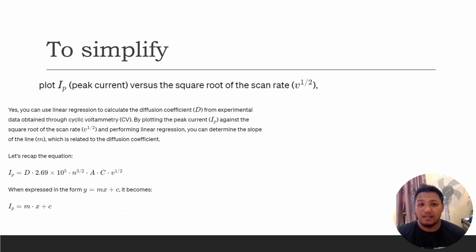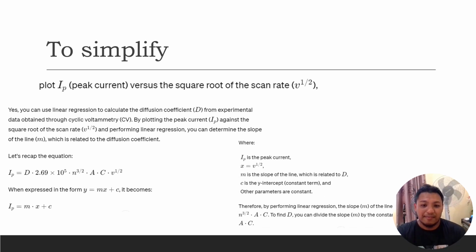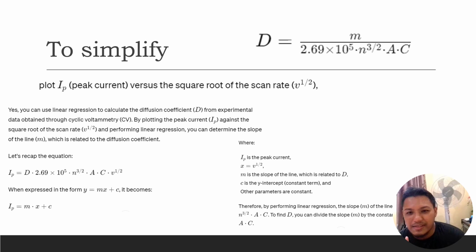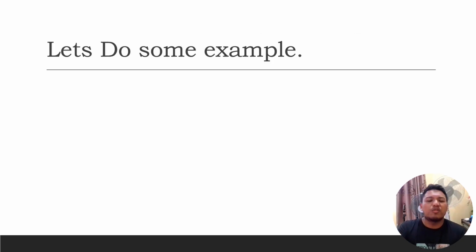When you plot like this, you get y equals mx plus c. Ip is the peak current, x is your scan rate to the power half, and m is your gradient. From the linear regression, you can get the value of m, the gradient, which is related to D, the diffusion coefficient. What you need to do is divide the gradient value by the constant 2.69 times 10 to the power 5, times the number of electrons, times the surface area, and also times the concentration of electroactive species.